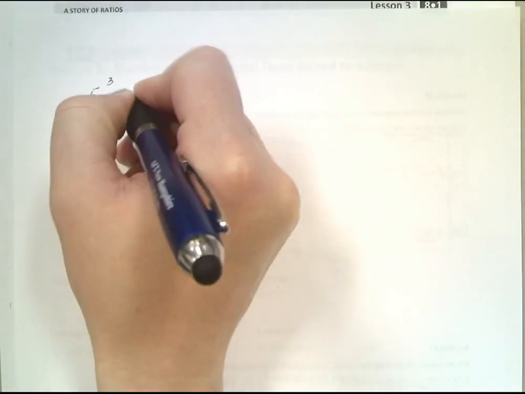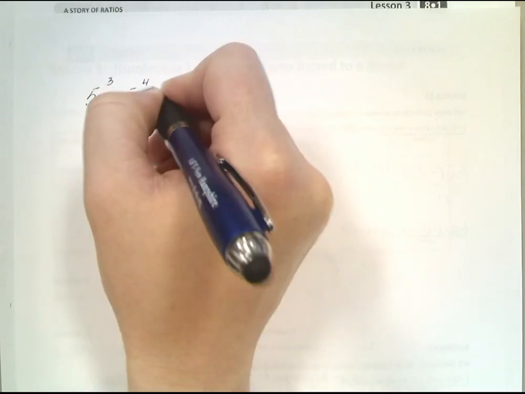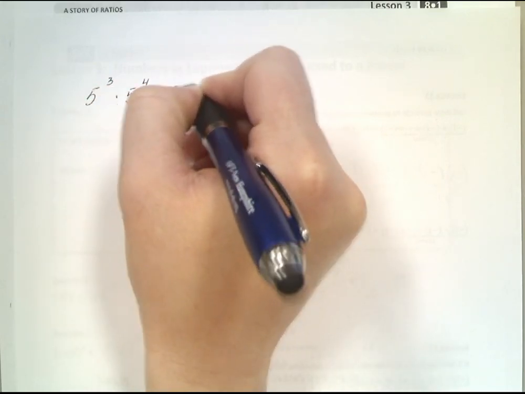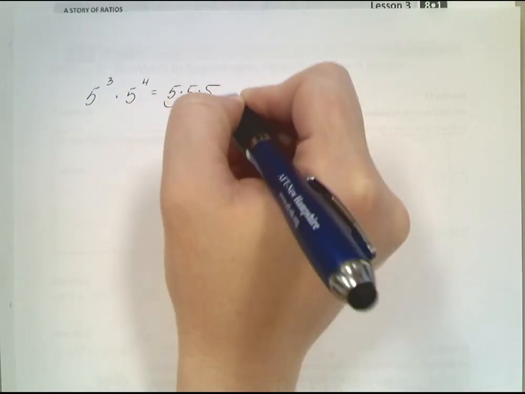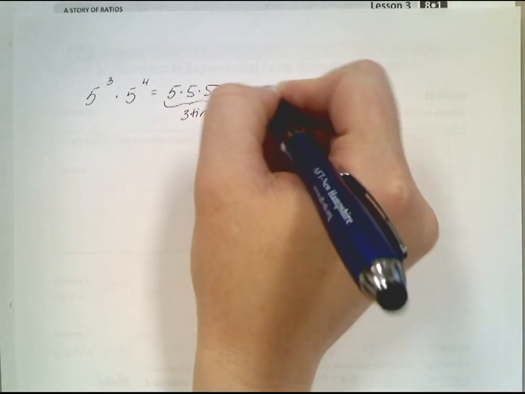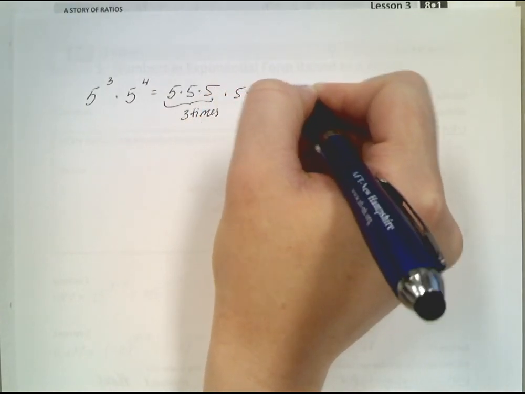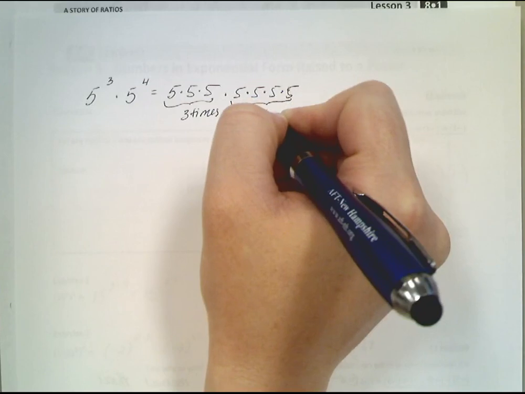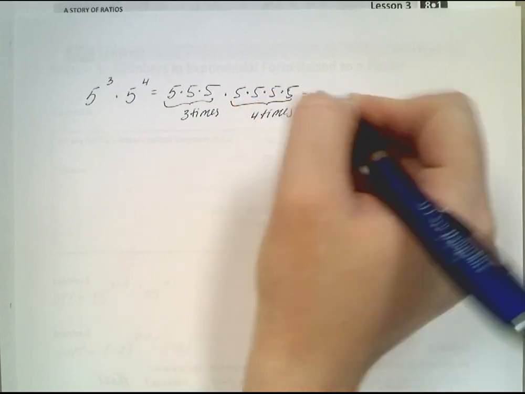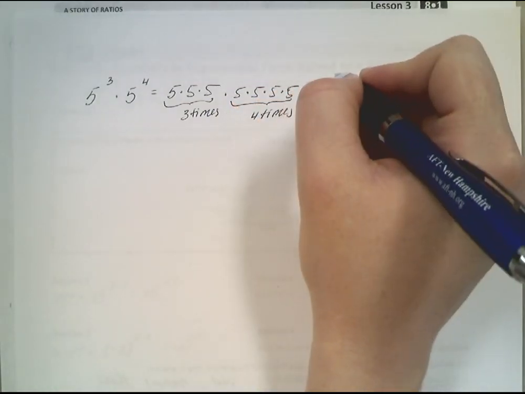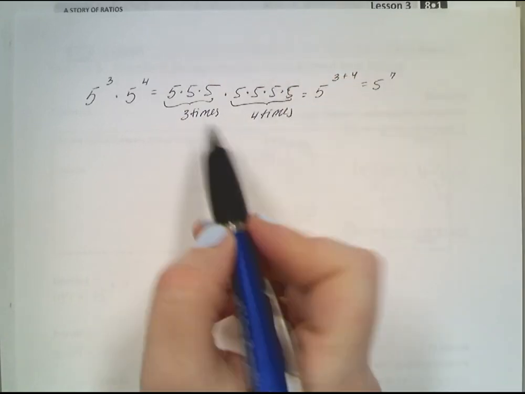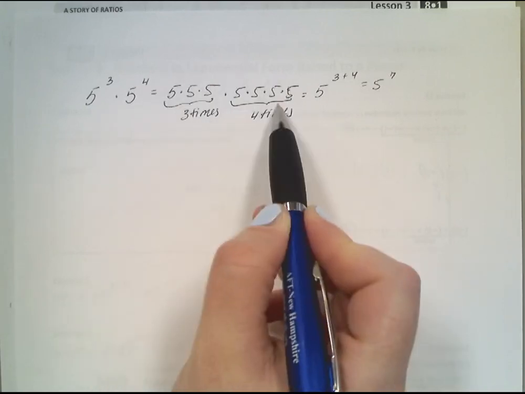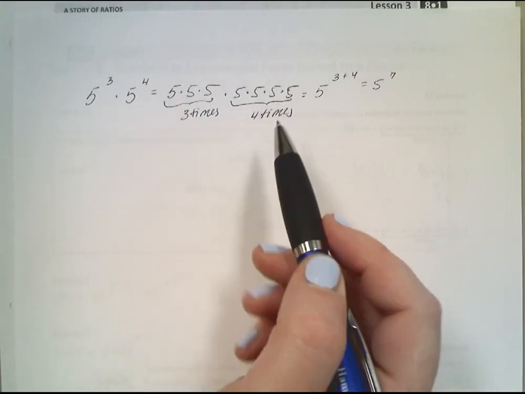So, if I had 5 to the third multiplied by 5 to the fourth, that would be 5 multiplied by itself 3 times, multiplied by 5 multiplied by itself 4 times. And that is 5 to the power of 3 plus 4, which is 5 to the 7th. And we can see it because I have 7 of these 5s multiplied by itself, right?